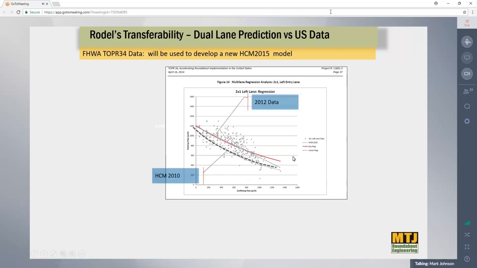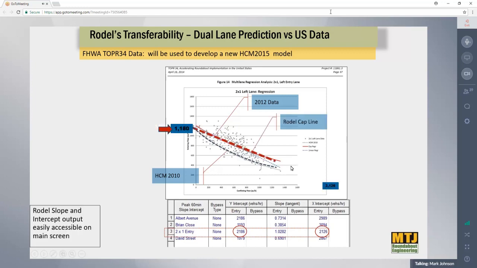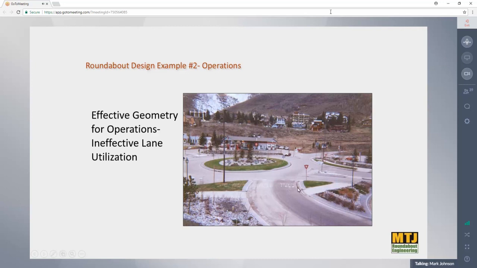So we find that essentially Rodel, the geometric model, is matching the US conditions very well. Of course, sometimes researchers don't quite understand the relationship between design and operations. A researcher may go out and measure a two-lane entry, and the queuing is very long and the delay is very long on one lane. As you can see by this photo, everyone's using just a single lane, and that's because of the geometry of the roundabout. So you have to have effective geometry, and understanding those relationships is important.